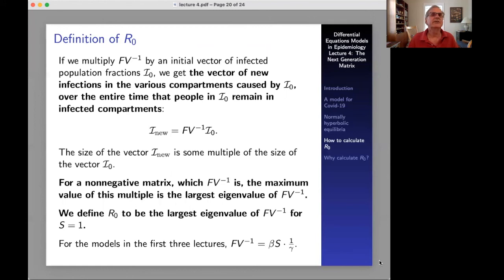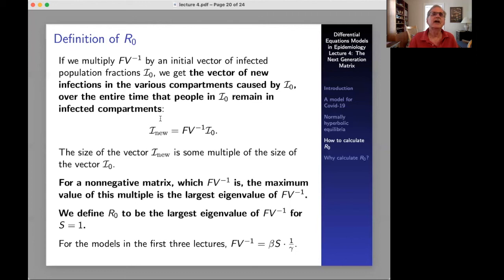So what's the definition of R naught? If we were to multiply FV inverse by an initial vector of population fractions in the infected compartments, we would get the vector of new infections caused by the people who started out in those compartments over all the time that they spend in the different infected compartments infecting people. What's interesting is, did they infect more people than there were of them or less? That's what we're always interested in.